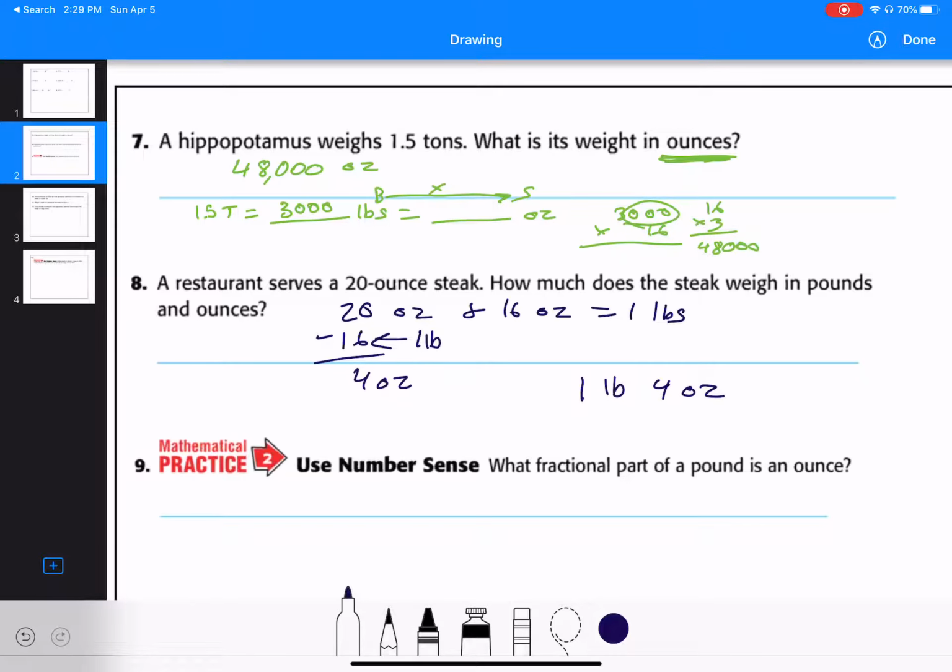This next problem is a little tricky unless you really truly think about it. What fractional part of a pound is an ounce? Well, if 1 pound equals 16 ounces, then 1 ounce equals 1/16 of a pound. So there's your answer, 1/16 of a pound.